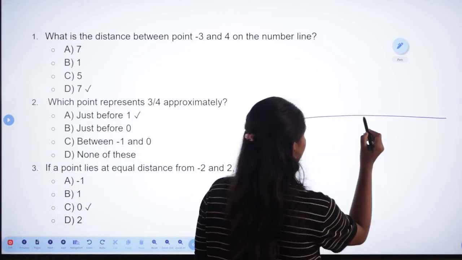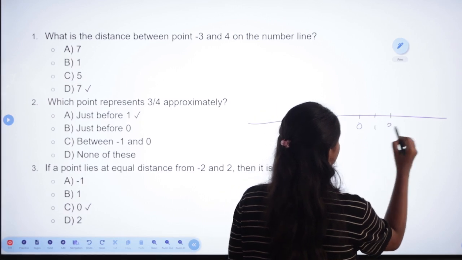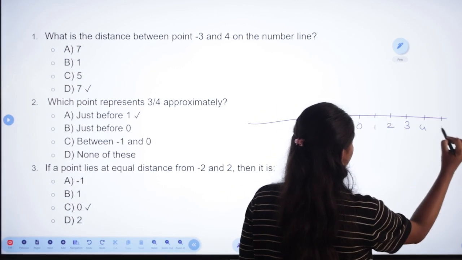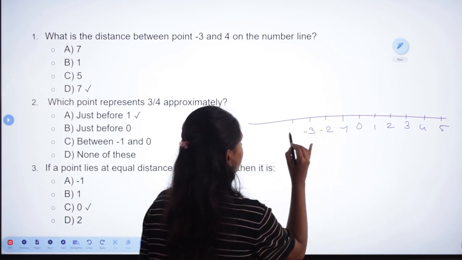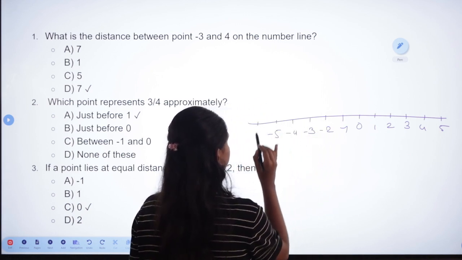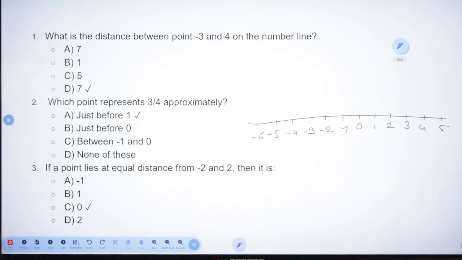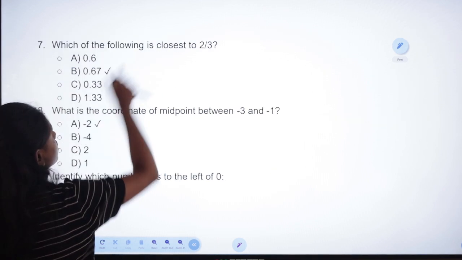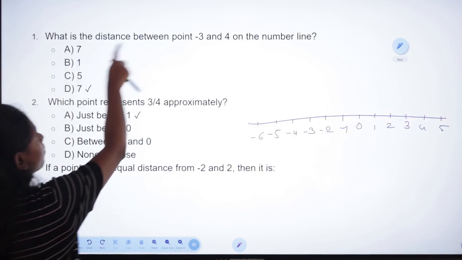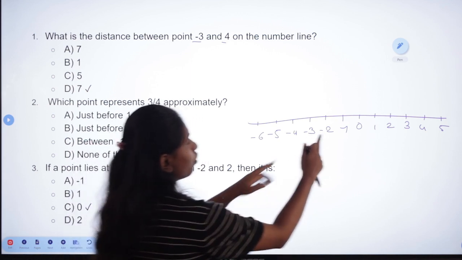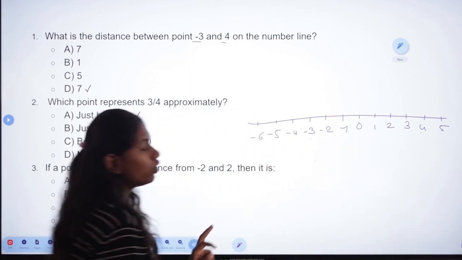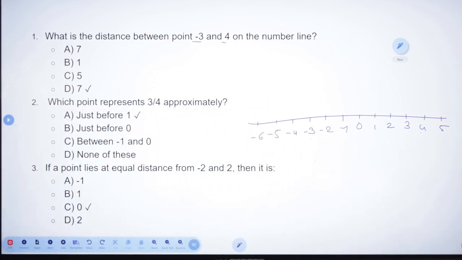So 0, 1, 2, 3, 4, 5, minus 1, minus 2, minus 3, minus 4, minus 5, minus 6. Okay. Now what we have to do? We have to find out the distance between -3 and 4. So where is -3? Here. And where is 4? Here. Now we have to find out the distance. Now how will you find out the distance?